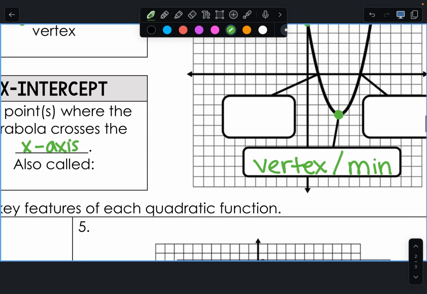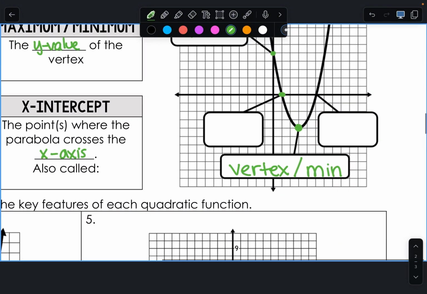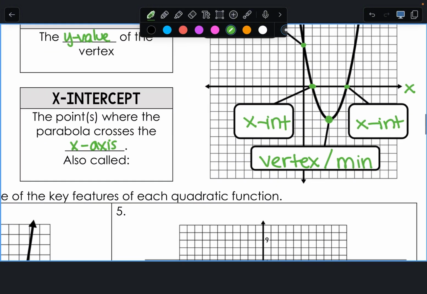Twice. It crosses twice. There are actually two x-intercepts. It crosses the x-axis in two different spots. What if it asks for the x-intercept? So what is a different word for the x-intercept?